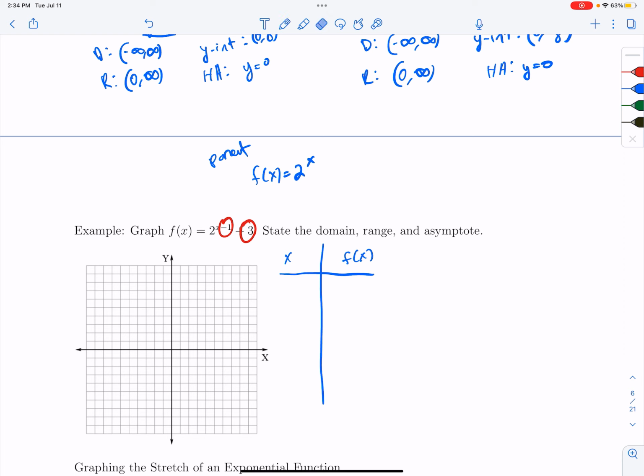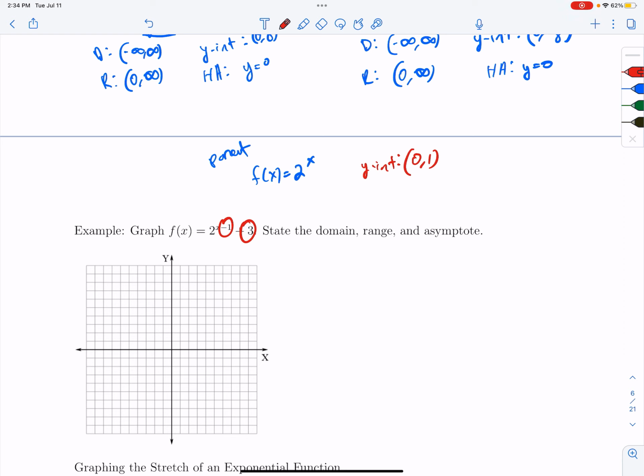So let's hold off on making a table of values on this one. If we can remember what a parent function looks like, the y-intercept here will give us one of the points, and it's (0, 1). So that's for the parent.